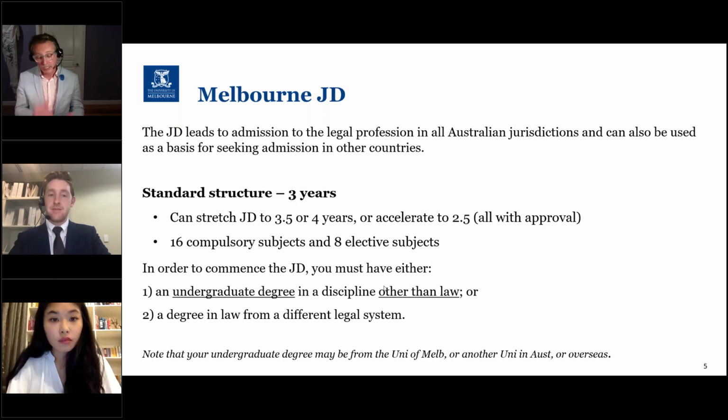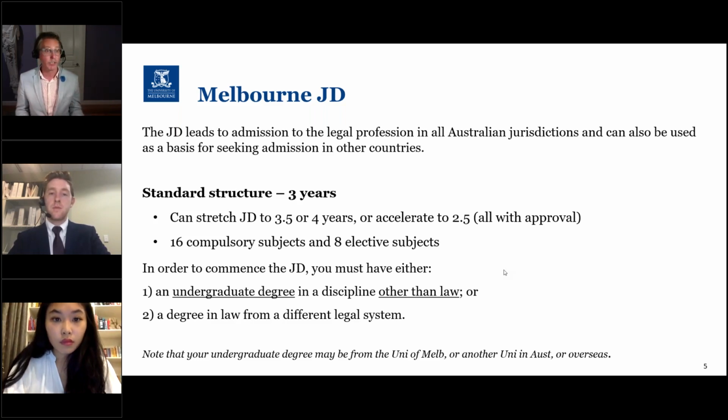In order to apply for a Melbourne Juris Doctor, you must have an undergraduate degree in any discipline other than law. And secondly, if you do have a law degree, you must have it from a different legal system. So for example, if you come across from China or other parts of the world like France, then you can apply for the Melbourne JD as well.